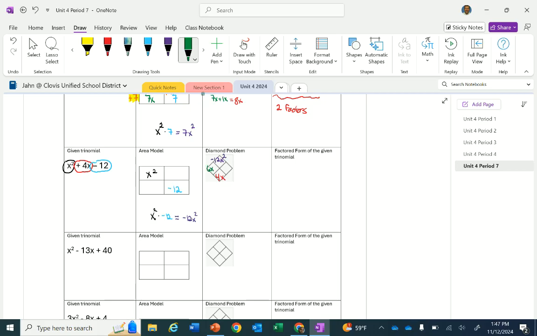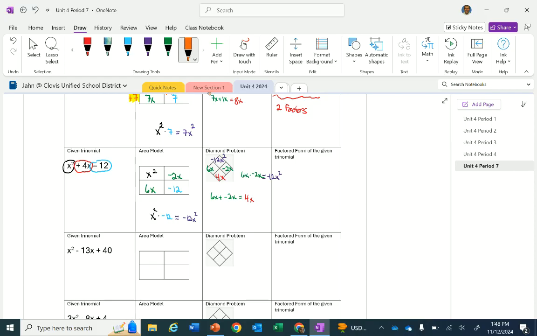I would have to have a positive 6x and a negative 2x, okay? 6x plus negative 2x is equal to 4x, which is the bottom of my diamond problem. So that works for me. And 6x multiplied with negative 2x is equal to the negative 12x squared, which is the top of my diamond problem. I take the 6x and the negative 2x and I move them over into the two empty spots in my area model. And now I fill out the top, outside, and left of my area model, and those will be my factored form.